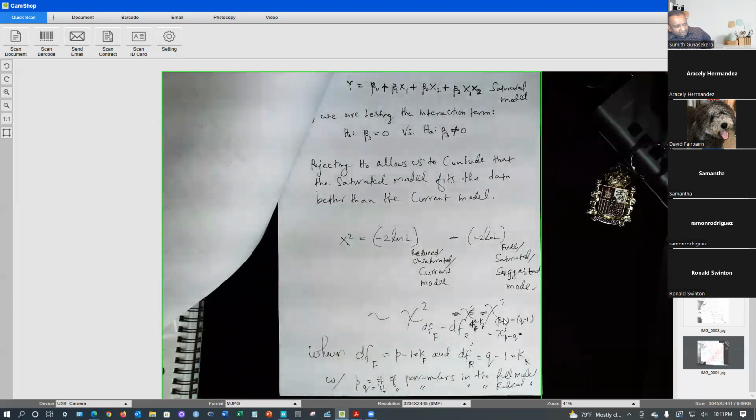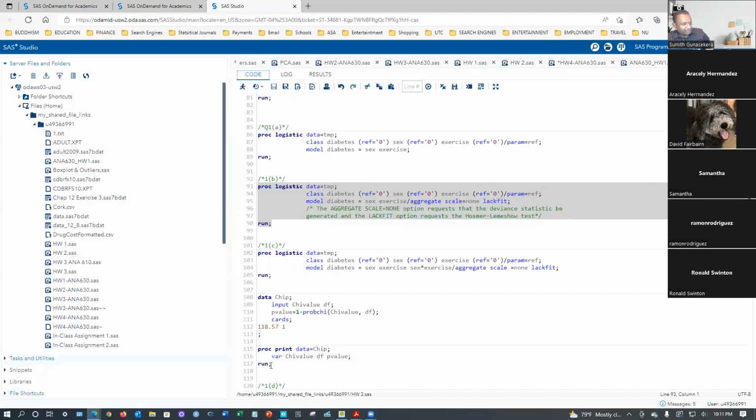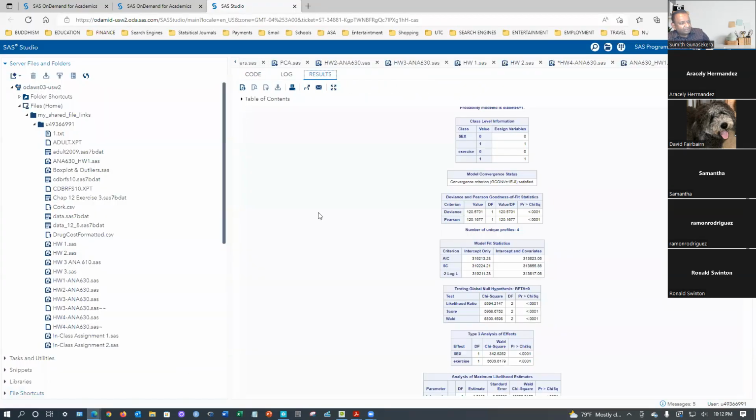I'm going to call that P minus 1 for the full model. P means the number of parameters in the full model, and Q means the number of parameters in the reduced model. So if you take the difference between these two, see, AIC.